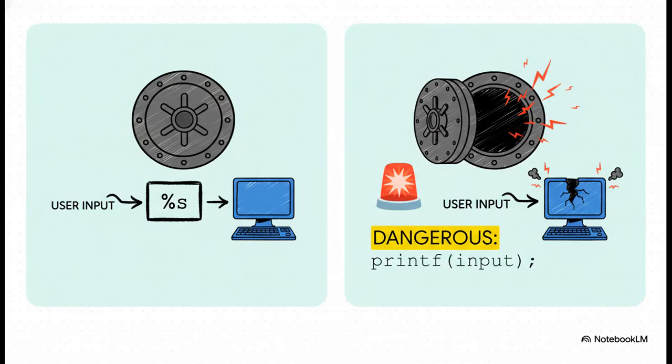Okay, so the entire vulnerability, the whole thing, comes down to a difference that is so tiny you could blink and miss it. On the left, that's the safe way to print whatever a user types in. On the right, that's the dangerous way. The only difference is where the user's input goes, and that one tiny change makes all the difference.